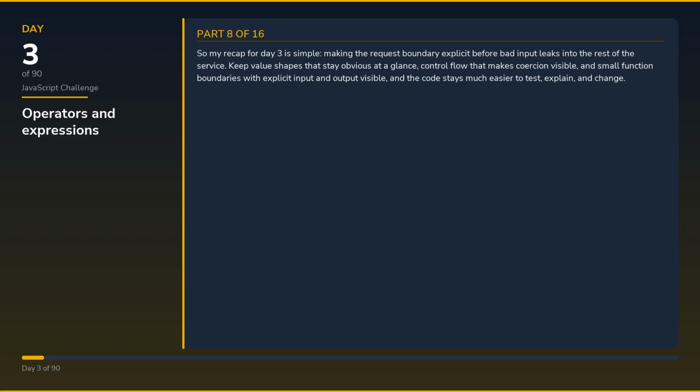So my recap for day 3 is simple: make the request boundary explicit before bad input leaks into the rest of the service. Keep value shapes that stay obvious at a glance, control flow that makes coercion visible, and small function boundaries with explicit input and output visible, and the code stays much easier to test, explain, and change.